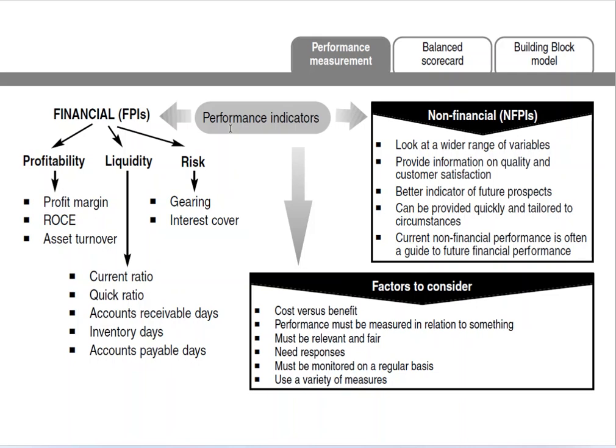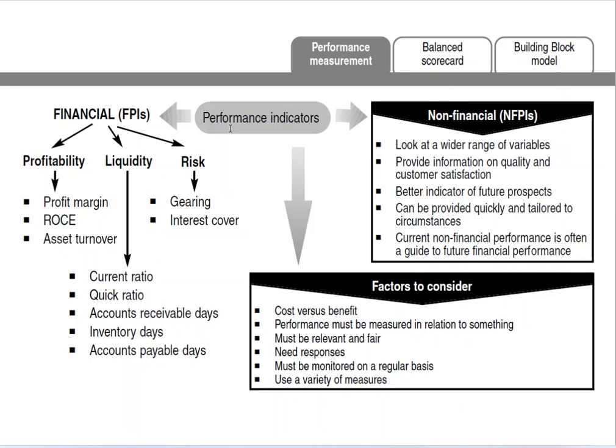Performance must be measured in relation to something. The ratios you see, most of the ratios are not meaningful by itself. Absolute ratios are meaningful in itself, but relative measures, and most of the ratios that you see are relative measures. They don't give meaning without comparing to something. You are either comparing with your company in the past, or you compare it with a target, or maybe you compare it with another company in the same industry.